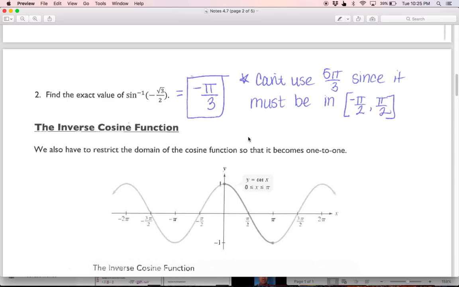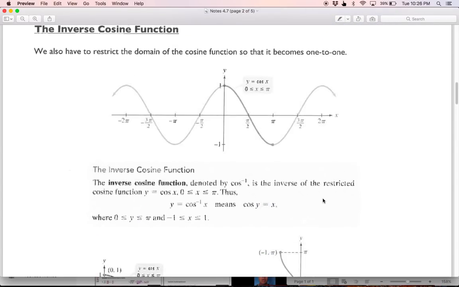So that is for sine. Sine is quadrants 1 and 4. You have to choose between negative pi halves and positive pi halves. Cosine, same idea, but where we chose to restrict cosine is from 0 to pi. We don't want to go from negative pi halves to positive pi halves because that would fail the horizontal line test right there. From 0 to pi right here, we pass the horizontal line test the whole way down.